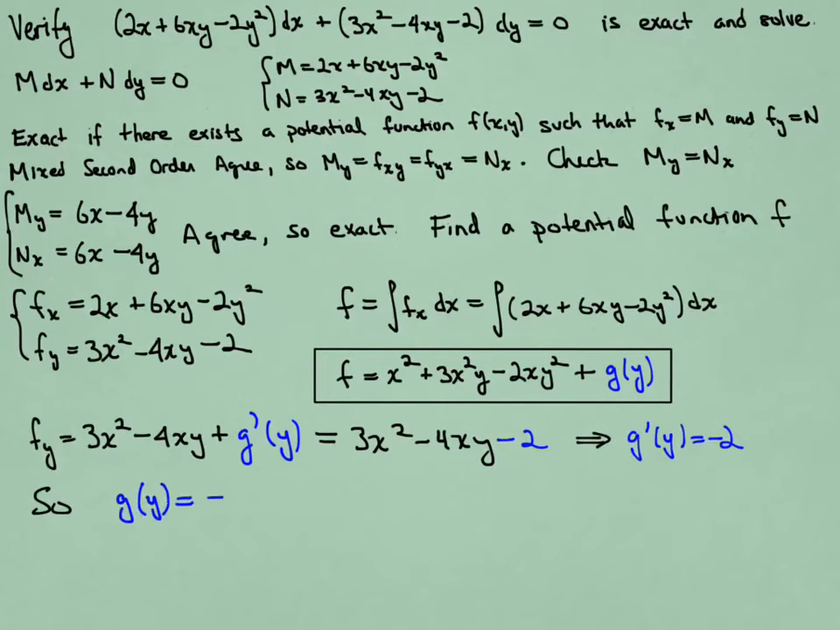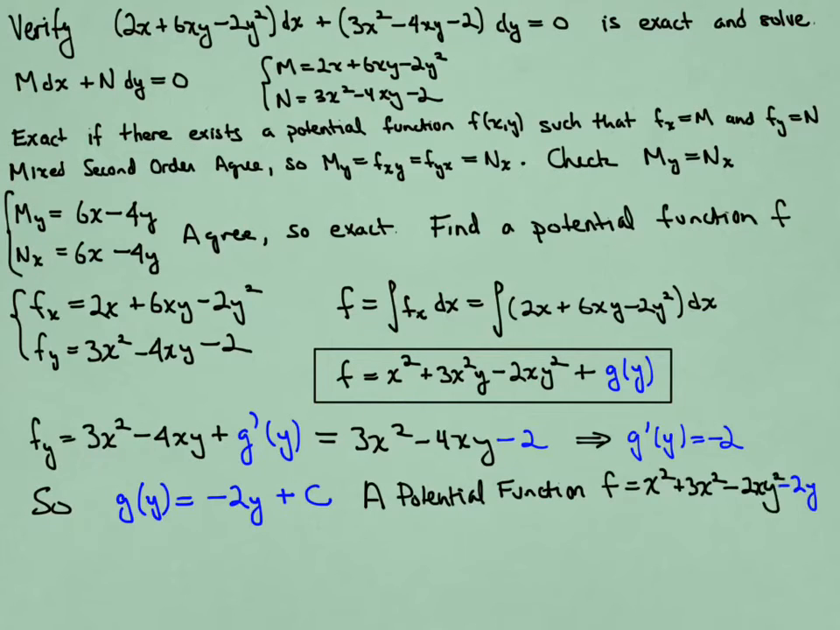To find g of y, we integrate that with respect to y, because it's a function of y, and g of y then is minus 2y plus any constant. So a particular potential function is obtained by taking our formula above and letting g of y be equal to minus 2y. I'll take the constant to be 0 because I only need any particular potential function to generate this differential equation. So here's a potential function that we've just found.